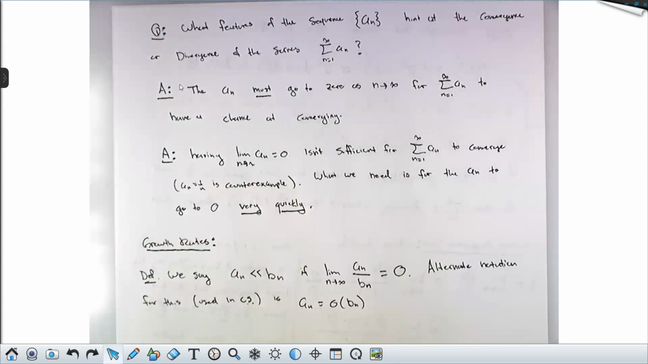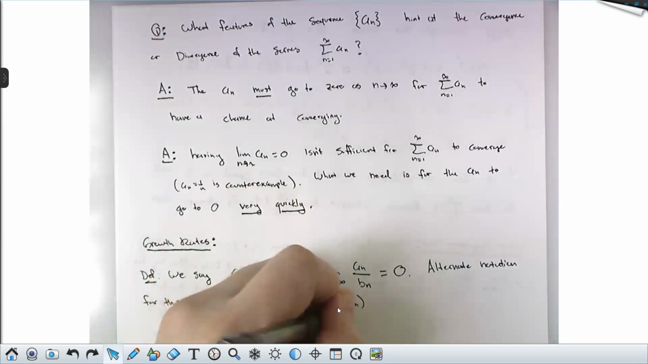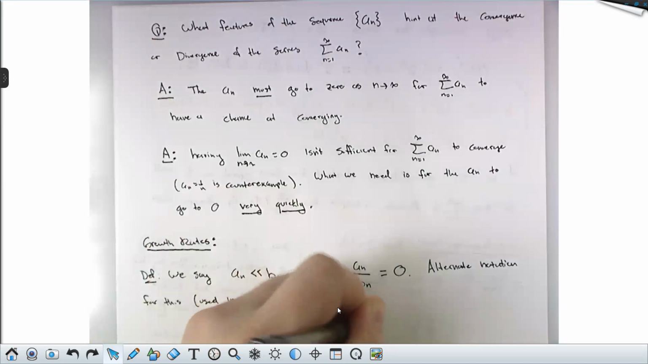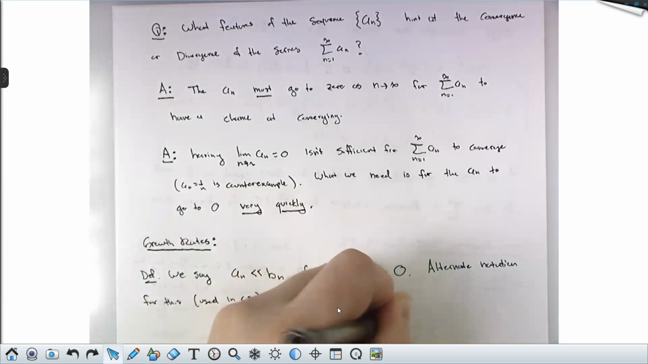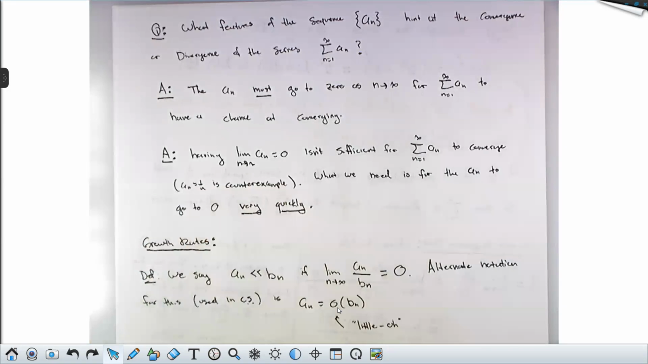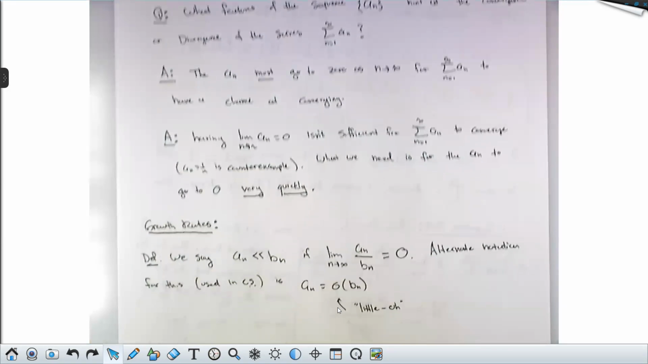So there's a big O notation and a little o notation. This isn't a zero, this is the letter O. And we read this as little O. So we say a_n is little o b_n. It's the same thing as saying a_n is less than b_n. I think the less than notation does a better job of conveying what's going on. It says the a_n's are a lot smaller than the b_n's. But these mean the same thing. And if you're in computer science, you'll see a lot of this.